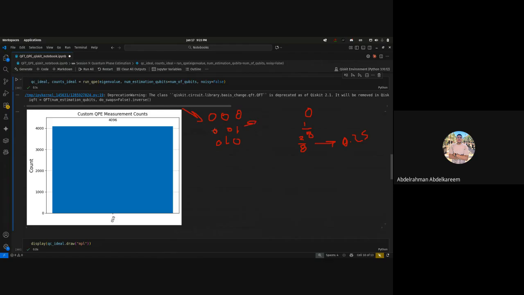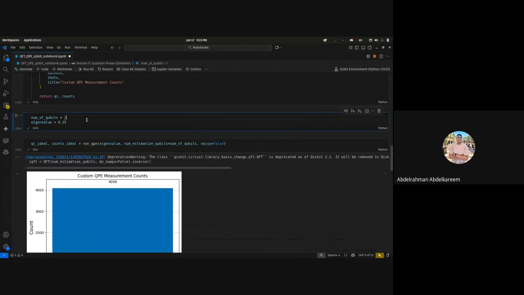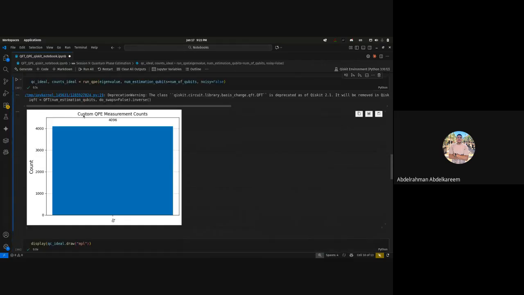So the binary number in decimal, for example 0, 0, 1 is 1, divided by 2 to the power of the number of qubits. If I have got 110, which is 6, divided by 2 to the power of 3, it's 6/8, which is 0.75. So this is my eigenvalue. This is for the ideal scenario.